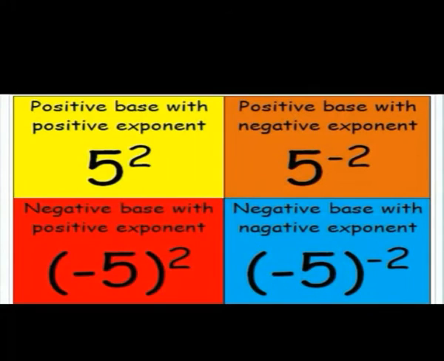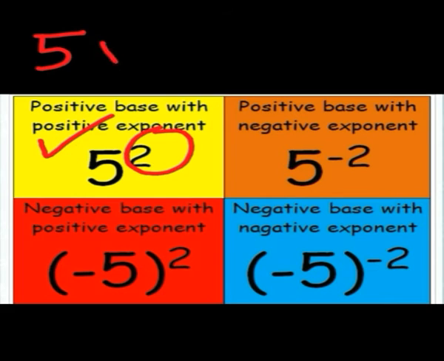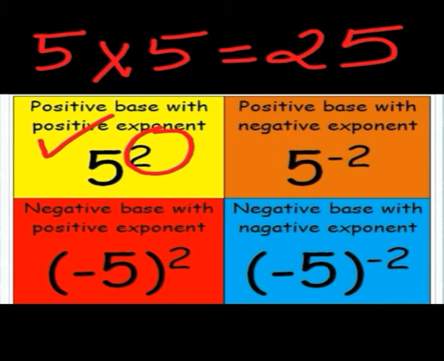Students, I have 4 different cases here. Let's discuss them one by one. They are going to be useful for you in solving questions based on exponents. So the first one is 5 to the power 2, or 5 square. Here it's clear that the exponent is positive. How are you going to solve it? You will simply multiply the base by itself 2 times, which is 5 into 5, and the answer will be 25. That's how you will solve the first one.